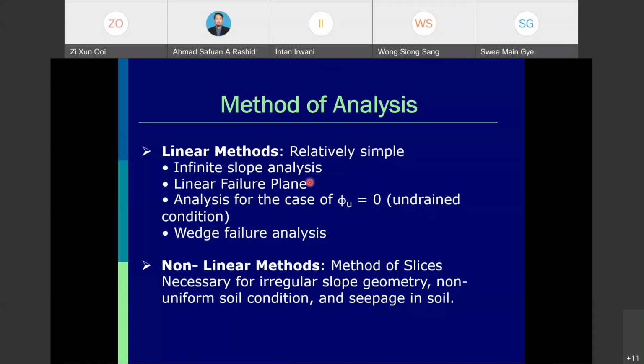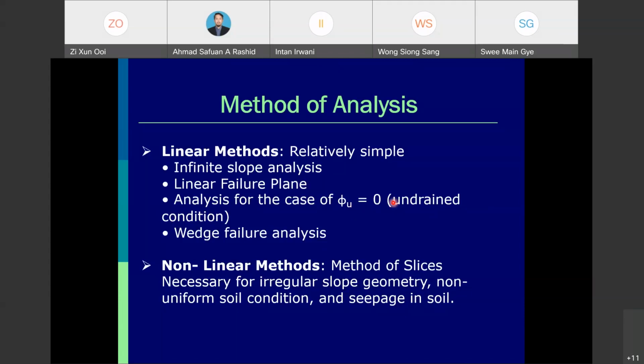This means that we cannot directly get the factor of safety value. So we need to do at least 3 attempts to get the factor of safety value based on the linear failure plane approach. Then, the analysis for the case of phi equal to 0.